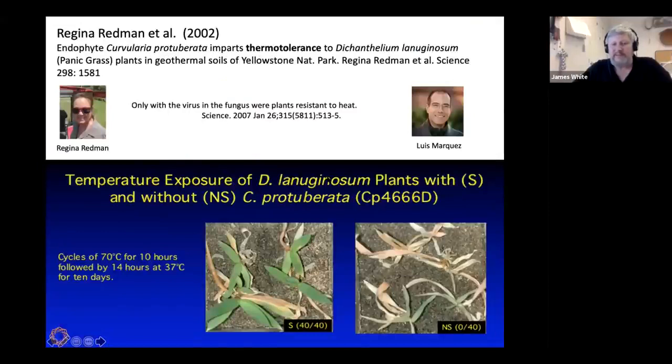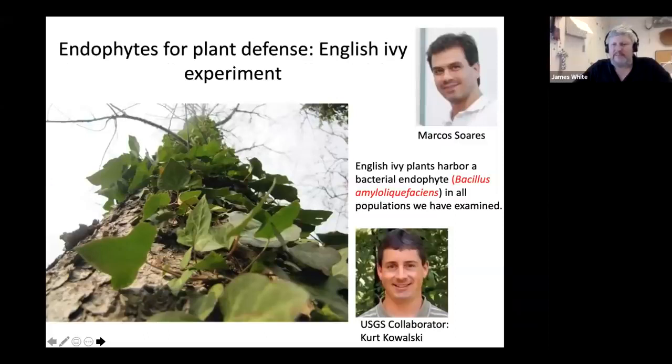Here's heat stress, same deal. Here they looked at some thermic soils that were really hot, in which the temperature was up to 60 or 70 degrees centigrade. Very, very hot, not boiling, but nearly boiling soils. The picture to the left shows the plants with their fungal endophyte, and to the right shows the plants without. You can see it made a big difference having the endophyte present.